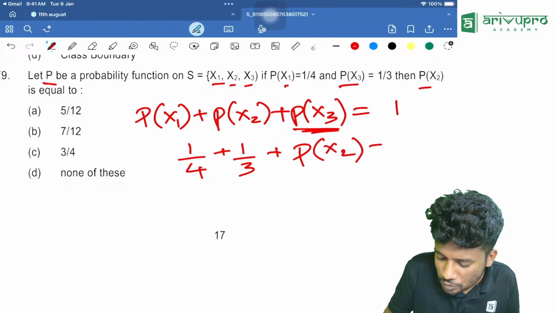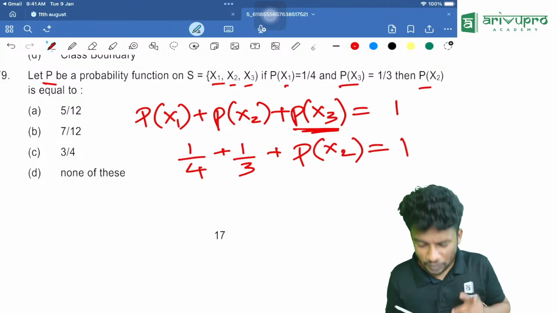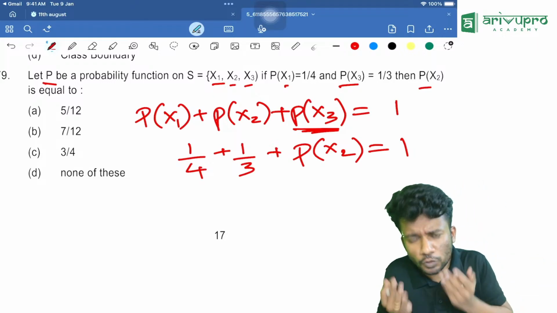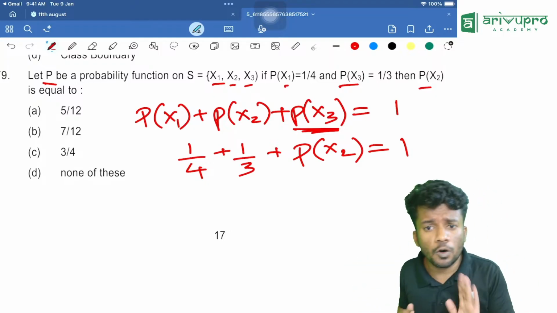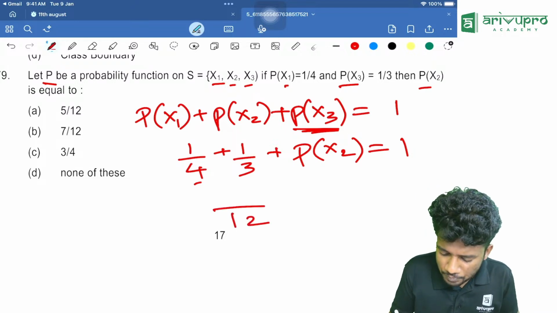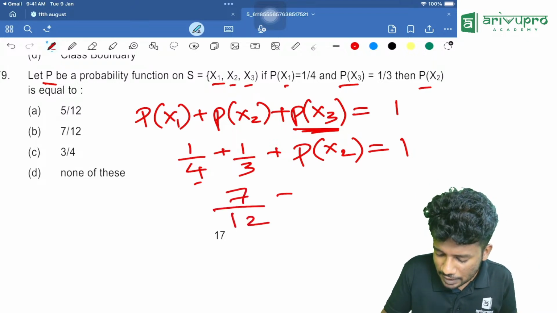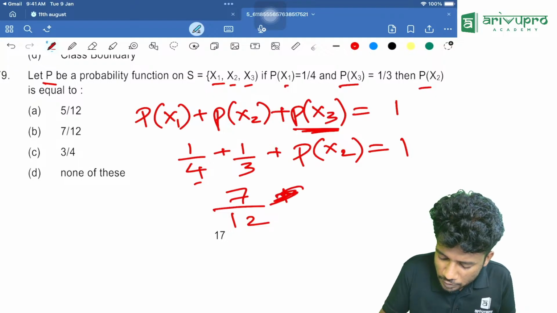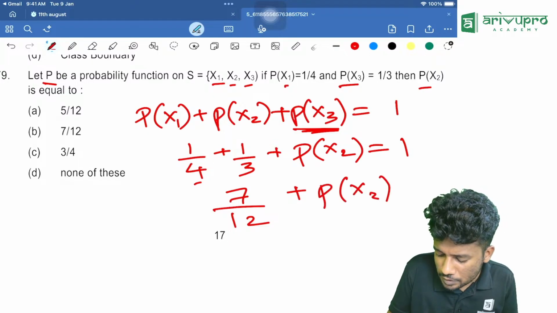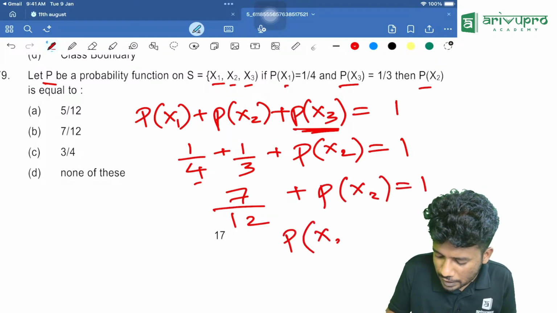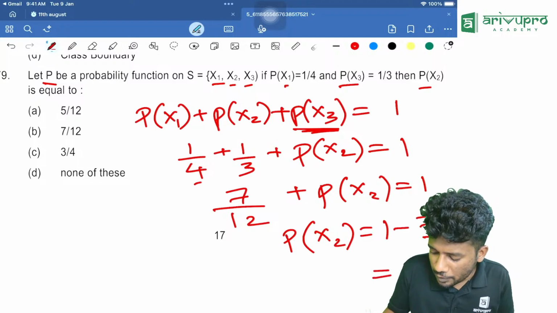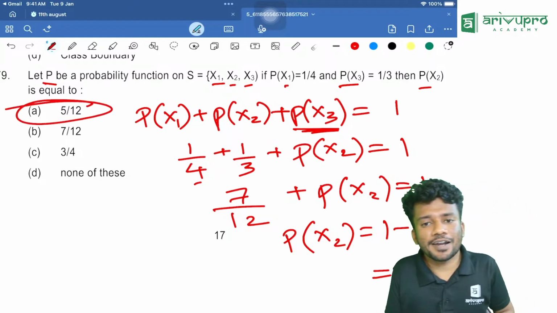Now in the given question, P of x1 is 1 by 4 and P of x3 is 1 by 3. Then we are going to find P of x2. Take the LCM, or if you are using a calculator, use it. Any method you can follow, it's up to you. The LCM of 4 and 3 is 12. So 4 plus 3 is 7, so 7 by 12. From this, P of x2 is equal to 1 minus 7 by 12, which is equal to 5 by 12. Option A is your answer.